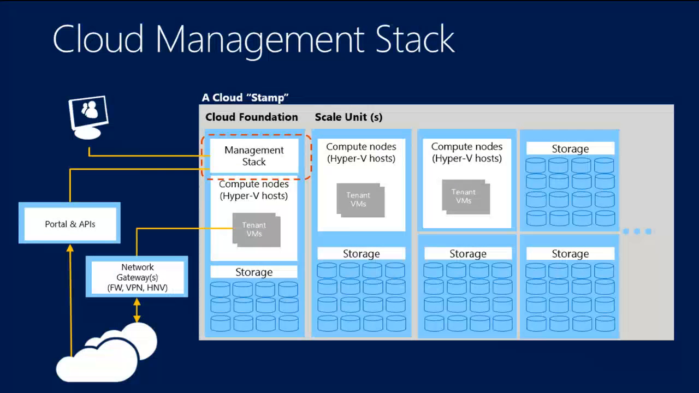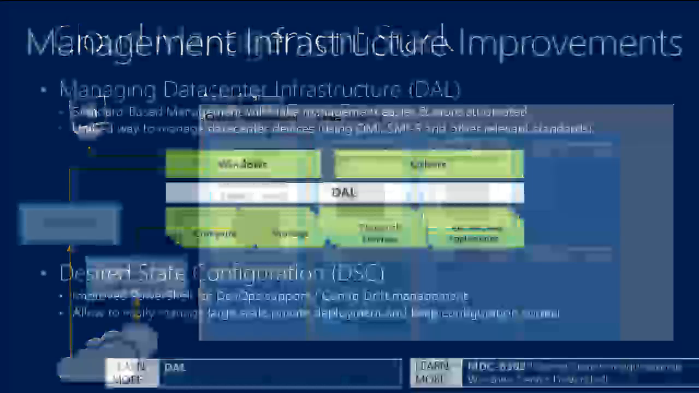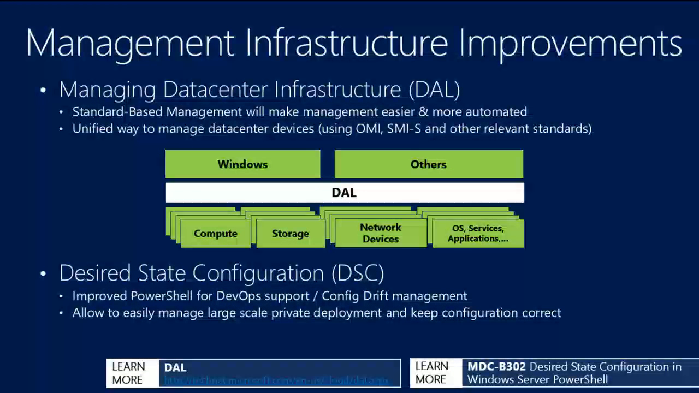If we're talking about management, there are actually 2 areas that I want to talk about. One is the Windows Server improvement, and on the Windows Server improvement, there are 2 key technologies that you need to be aware of. The first one is the data center abstraction layer. And what we've done there is we've basically said there needs to be a standard way to manage all of the equipment in the data center, in this cloud that we're building together here.